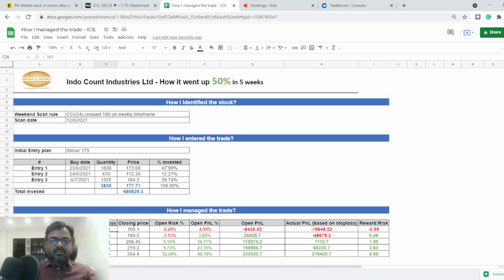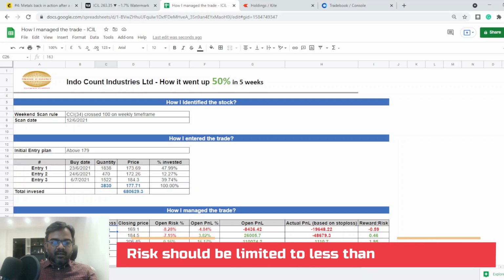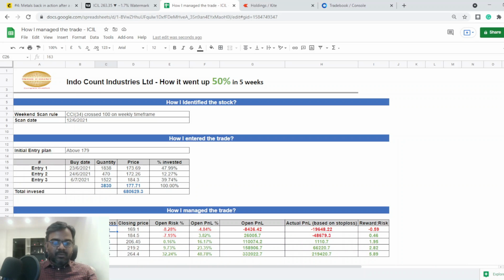Now, usually, if you're taking a trade, that should ideally be not more than 2% for any investments or any trading for that matter. 2% even is a lot. I try to keep it around 1%. Now that's how I started. So 1838. So I didn't deploy my entire capital on the first day. I deployed only 48% of my capital.